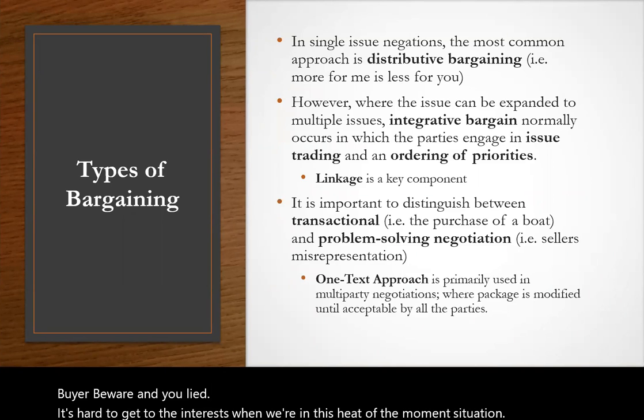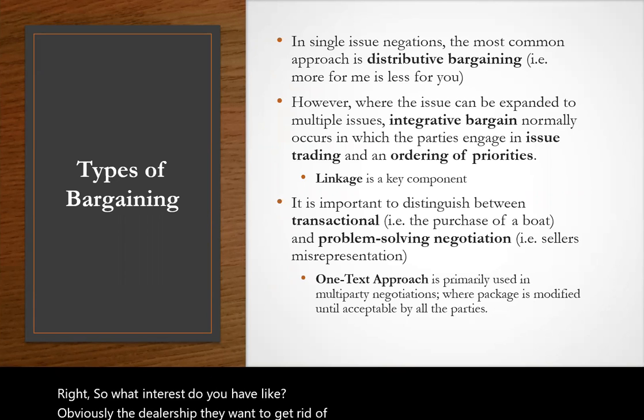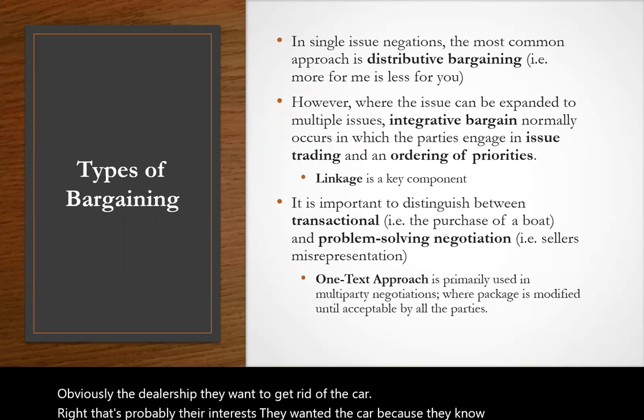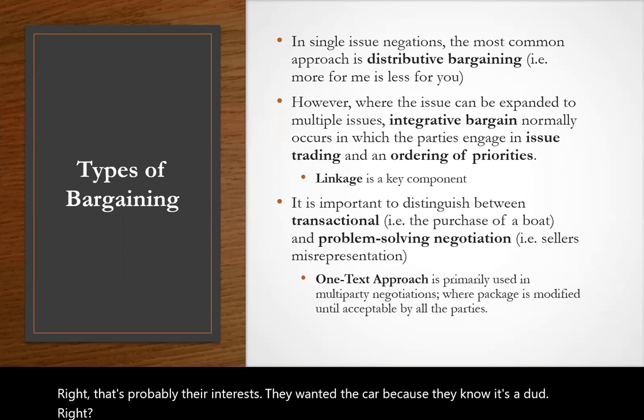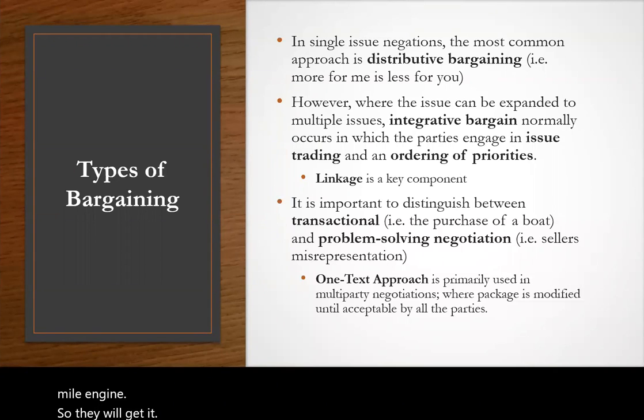So like, what interests do you have? Obviously the dealership, they want to get rid of the car, right? That's probably their interest. They want to get rid of the car because they know it's a dud, right? Nobody wants to buy a car that has 4,000 miles on it with a 150,000 mile engine on it. So they want to get rid of it, right? And then try to get rid of it at the highest price possible.